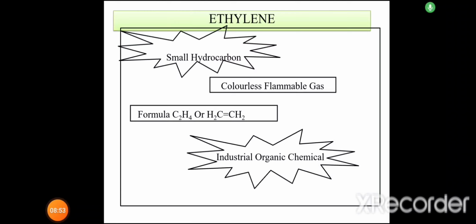The simplest alkene is ethylene. Ethylene is an important industrial organic chemical. Ethylene is a small hydrocarbon, a colorless flammable gas which is denoted by the formula C2H4 or CH2=CH2. It has one sigma bond and one pi bond in the double bond. Ethylene is abundantly used in the chemical industry, and polyethylene is produced extensively using ethylene. Further, ethylene is also used in agricultural practices to ripen fruits, germinate seeds, etc.